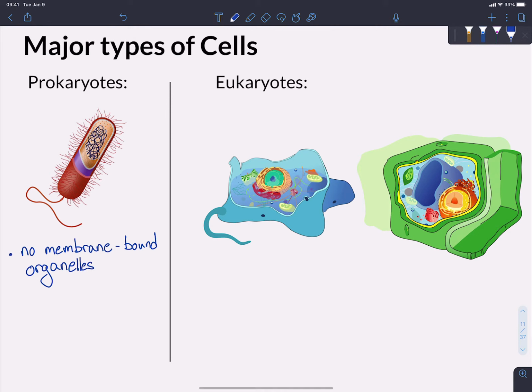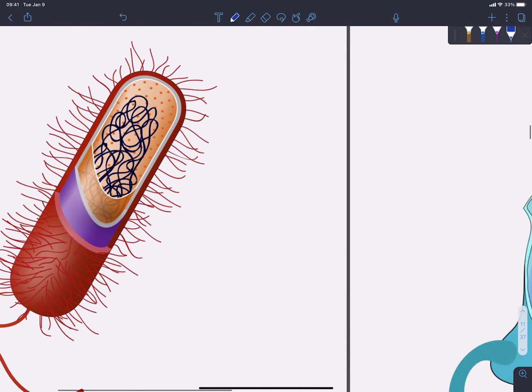And we usually see that most notably in terms of the nucleus, right? There's no nucleus in a prokaryotic cell at all. You can see that the DNA, right? We can zoom in a little bit and you can see that the DNA is right here, and it's just loose inside of the cell.